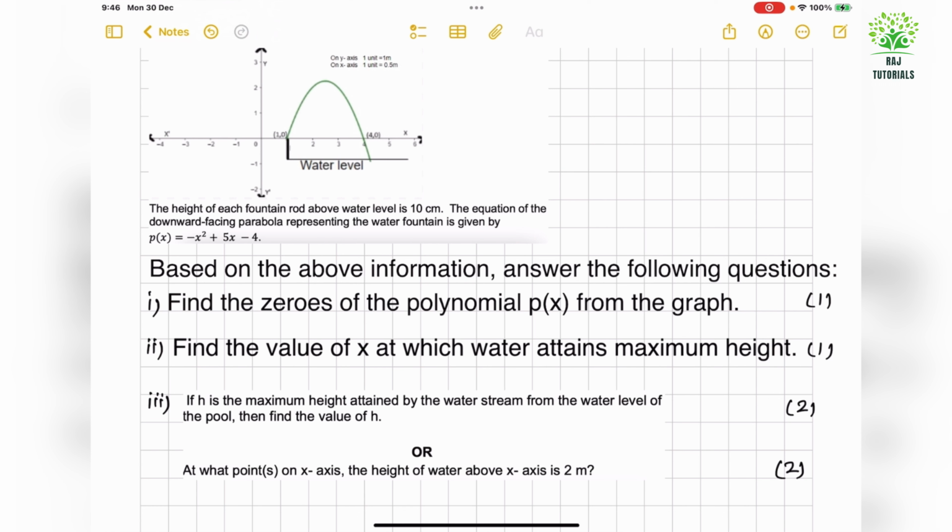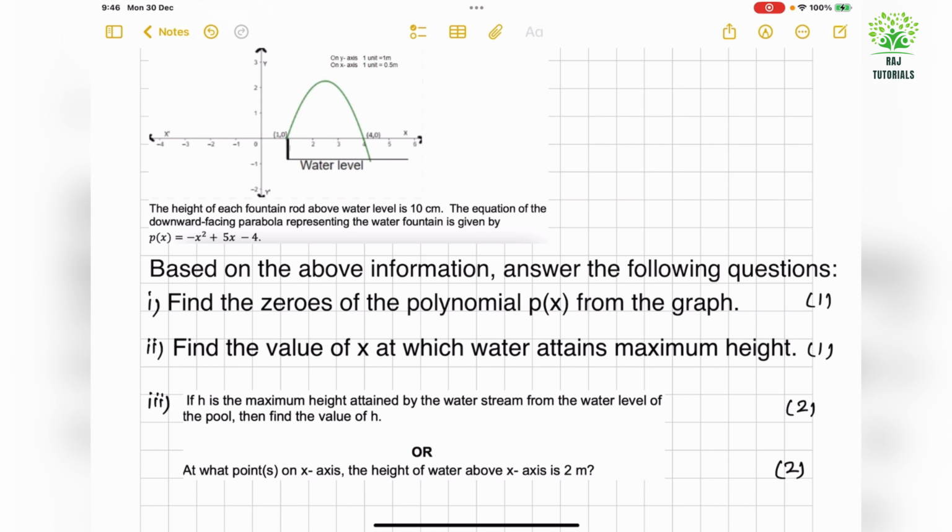Now, the next one asks, at what point or points on the x-axis is the height of water above the x-axis 2 meters? So minus x square plus 5x minus 4 equal to 2 is the equation given. If I bring the 2 over, so minus 6, it will become x square minus 5x plus 6 equal to 0.